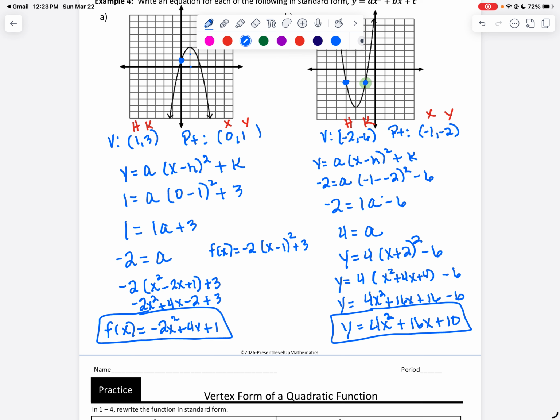And that concludes today's lesson, writing equations of parabolas in vertex form.